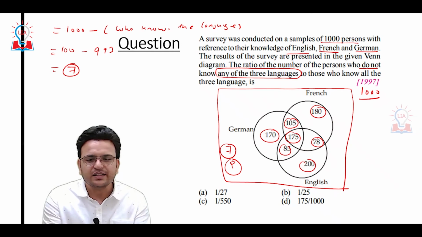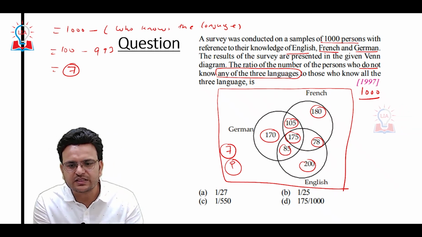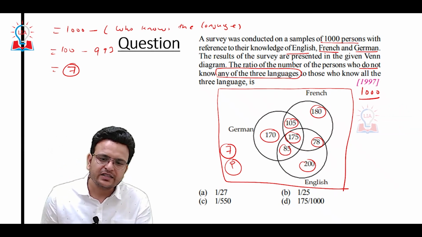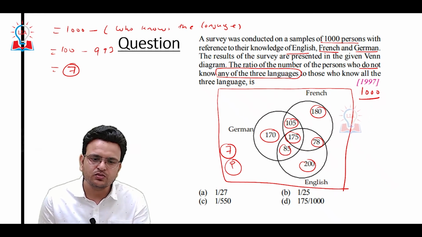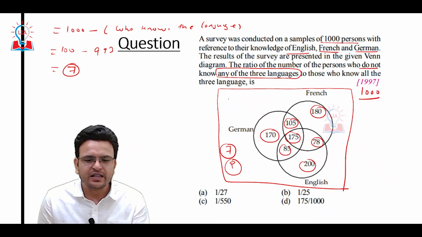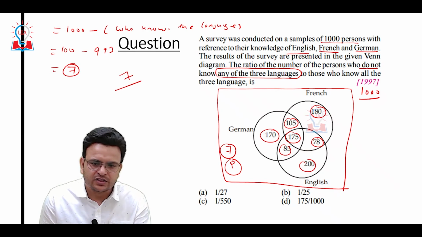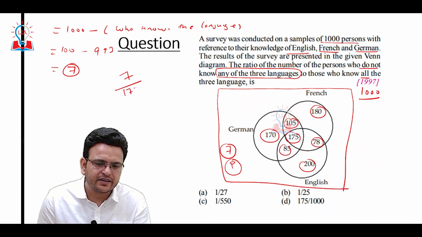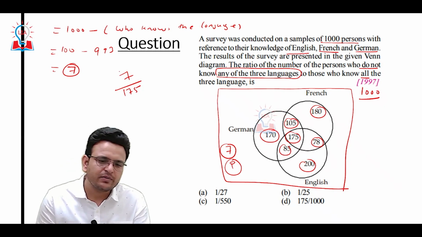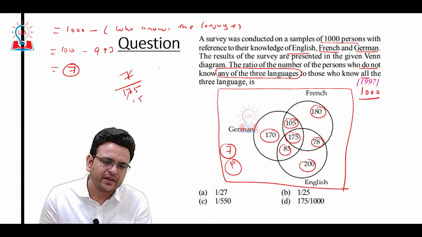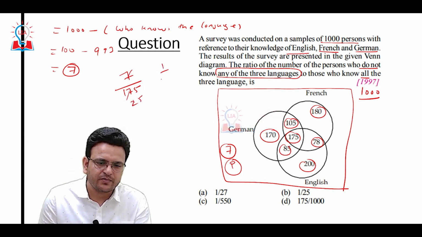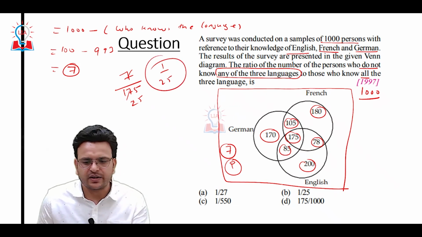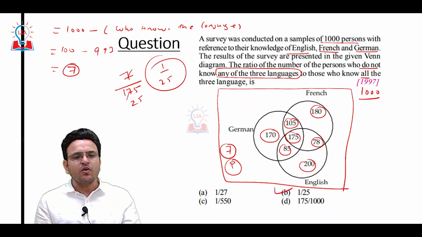Okay, so what they have asked in this particular question is the ratio of the number of persons who do not know any of the three languages, that is 7, to those who know all the languages, that is 175. So it becomes 1 upon 25, 1 upon 125. So the answer will be B. So hope you are able to understand.